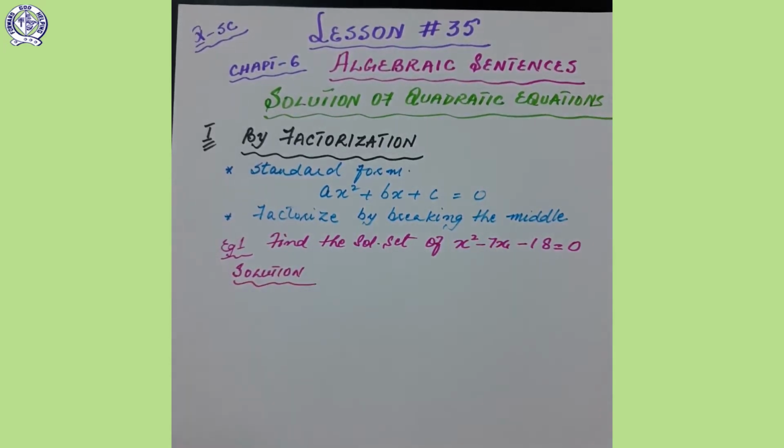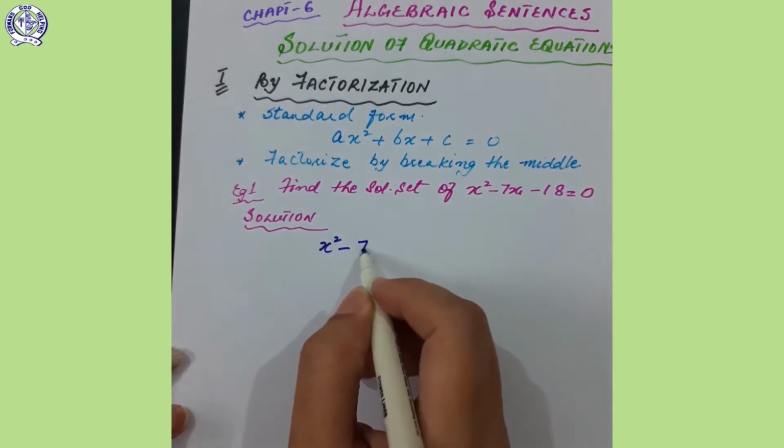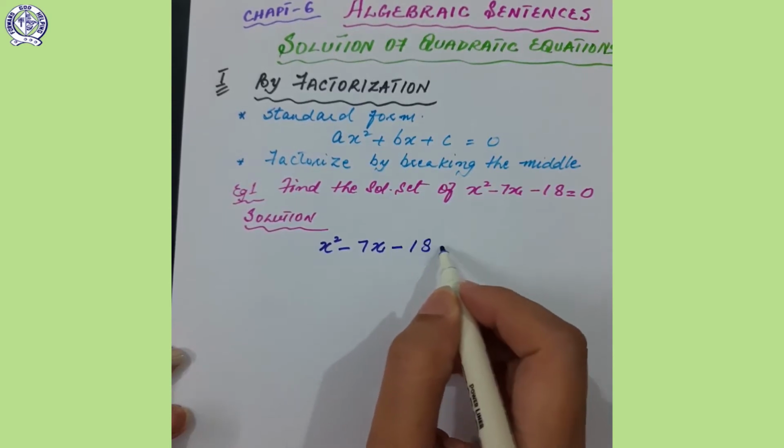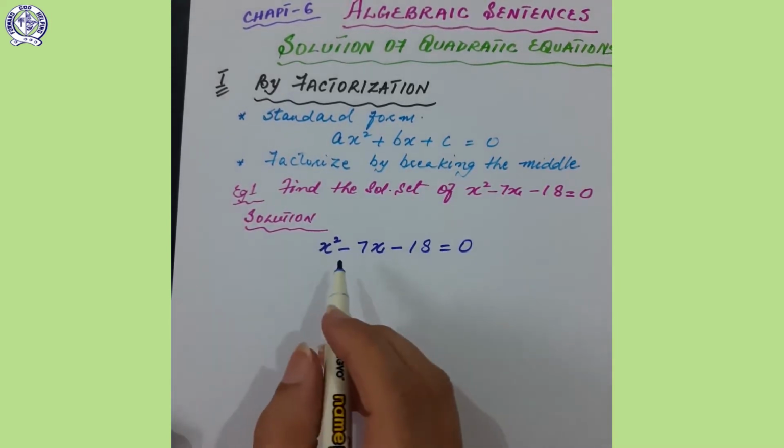First step, again you have to check if the question is in standard form or not. If it is already in standard form, then you can directly find the solution set. Break the middle term and find the solution set. So let me write the expression. X square minus 7x minus 18 equals to 0. This type of question comes in the MCQs also, to find the solution set, or in the short also they can give. So you all should know you have to do it for the MCQs as well as for the short questions.